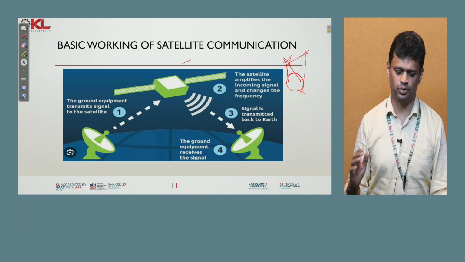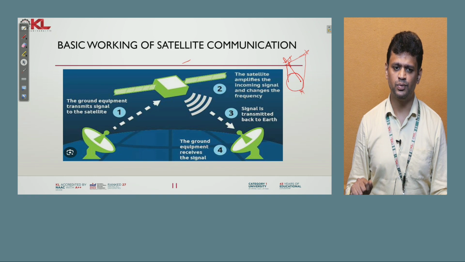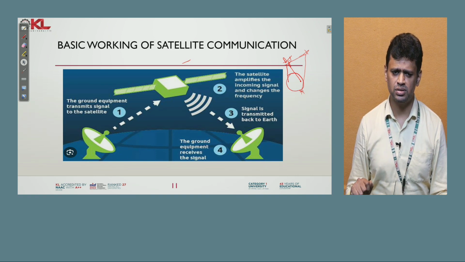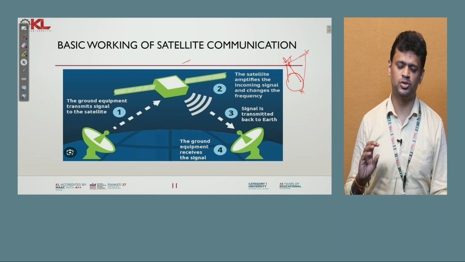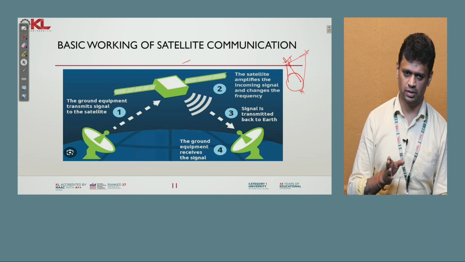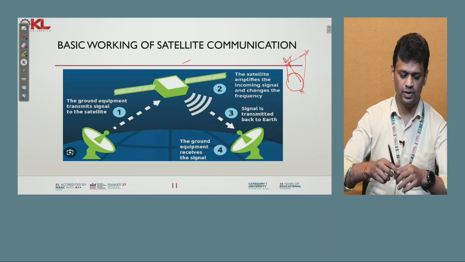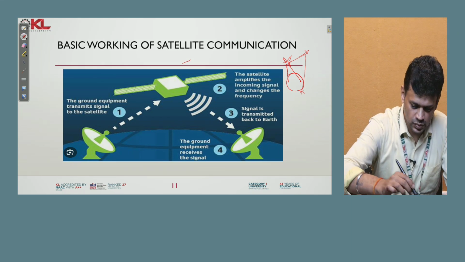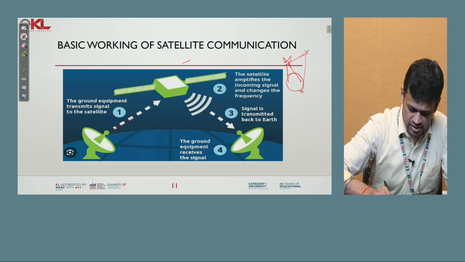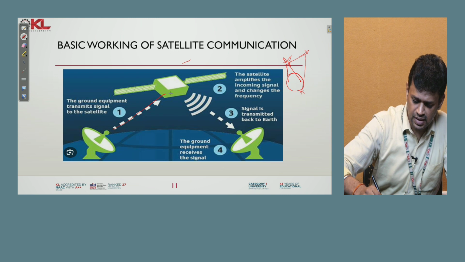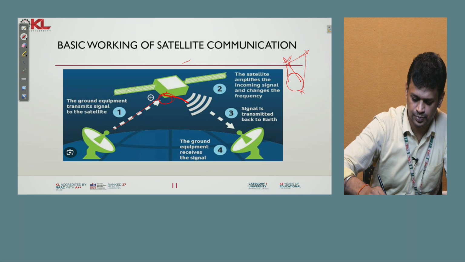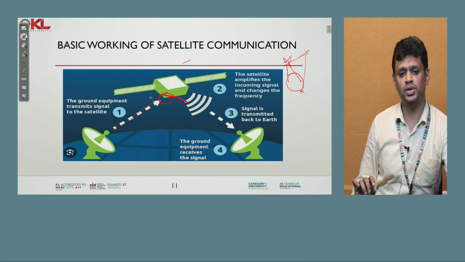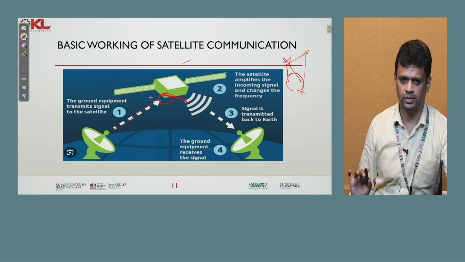and it will change the frequency. And why does the frequency need to be changed? Because if you transmit the same frequency back, there is a high possibility that these two frequencies will interfere. So if this is the frequency that is being transmitted, and the satellite transmits the same frequency, then there may be an interference that may happen here, and that interference may destroy all the data.